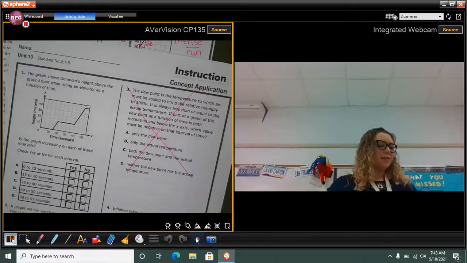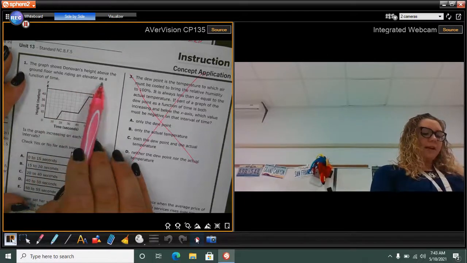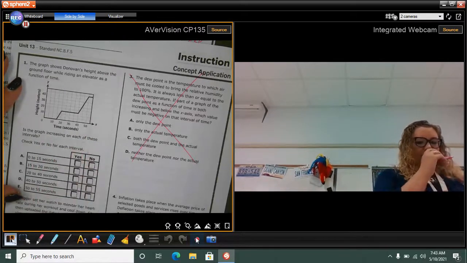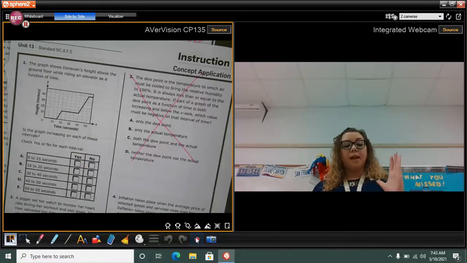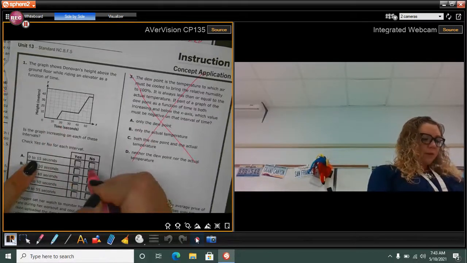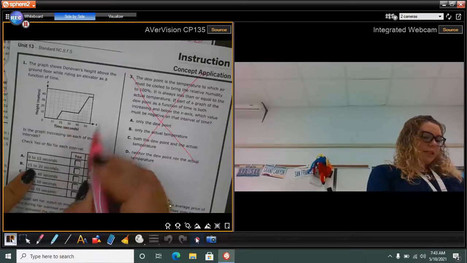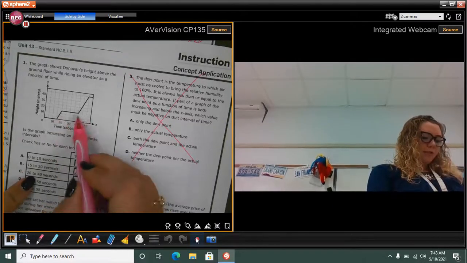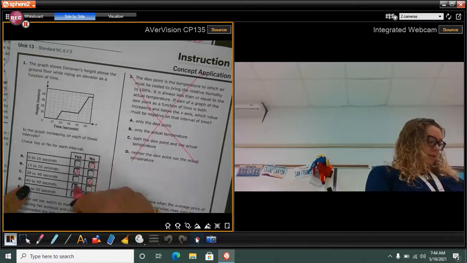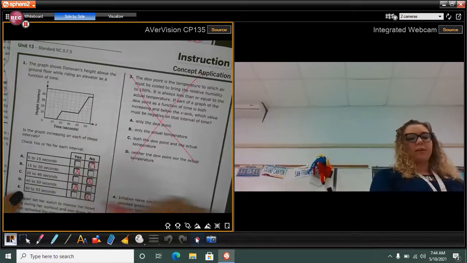Okay, welcome back. Let's look at number 1. The graph shows Donovan's height above the ground floor while riding an elevator as a function of time. Is the graph increasing on each of these intervals? Check yes or no. Again, you're reading the graph from left to right. From 0 to 15, am I increasing? No. From 15 to 20, am I increasing? Yes. How about from 20 to 40? No, I'm staying constant. How about 40 to 50? Yes. And then 50 to 55? No, I'm staying constant.